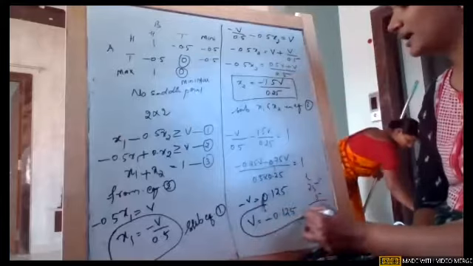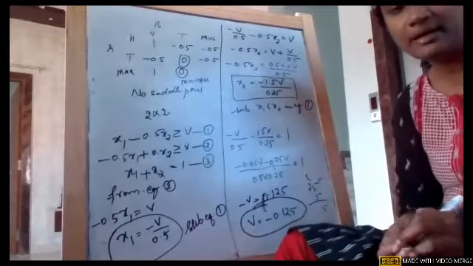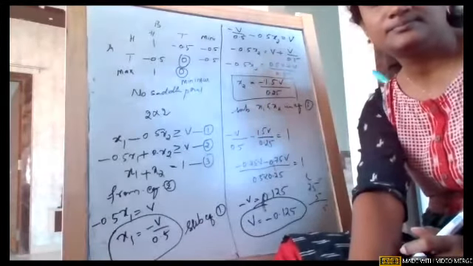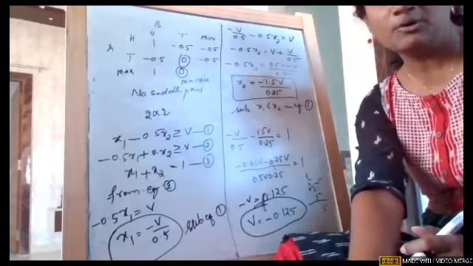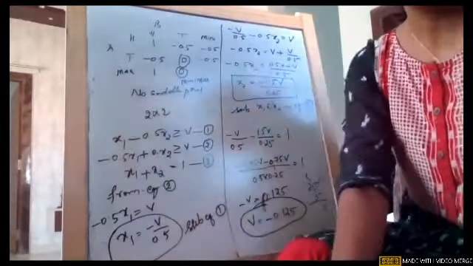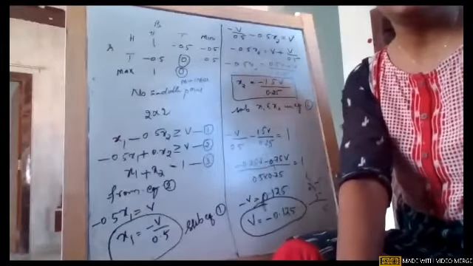So the value of the game is minus 0.125. Okay. Any doubt in this? No, ma'am. Are you all clear? Yes, ma'am.